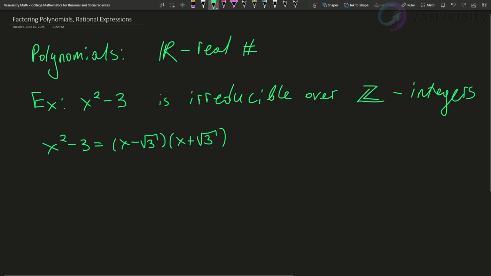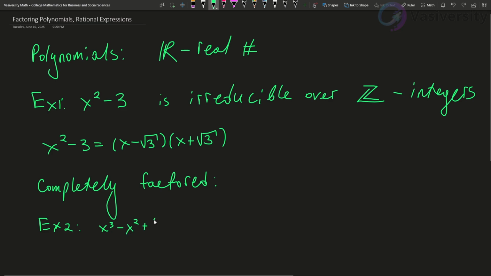So for example, completely factored. Example 1, example 2. If we have x cubed minus x squared plus 4x minus 4, right, we essentially can factor it in the following way. It's x minus 1 times x squared plus 4, right? So neither x minus 1 nor x squared plus 4 is reducible, right? They are not reducible. So that means it is completely factored.